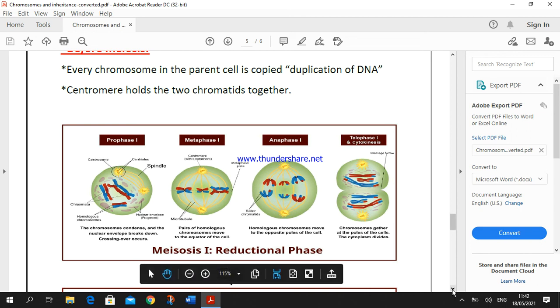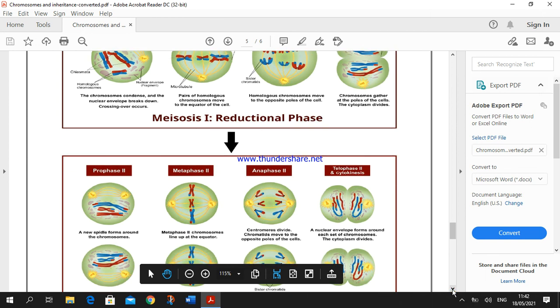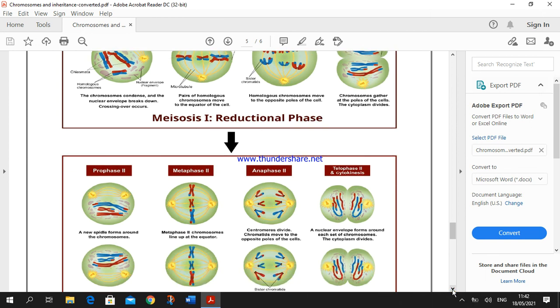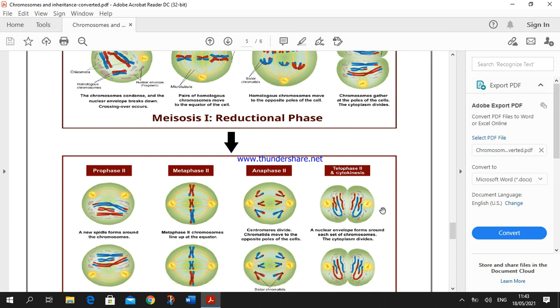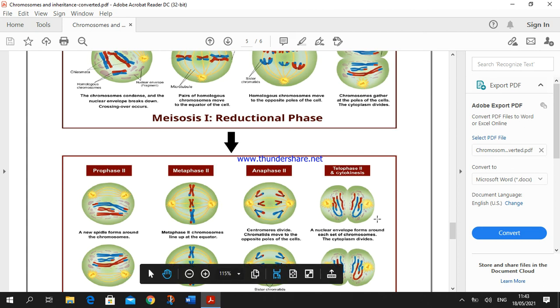And after that, in each cell, the chromosomes move to the center, and the centromeres split, and the chromatids separate. They become single chromatids, and they move to the opposite ends of the cell. What happens after meiosis? Four sex cells are produced, and each one has half the number of chromosomes of the parent cell. Each cell has only one chromosome from an original pair of chromosomes.